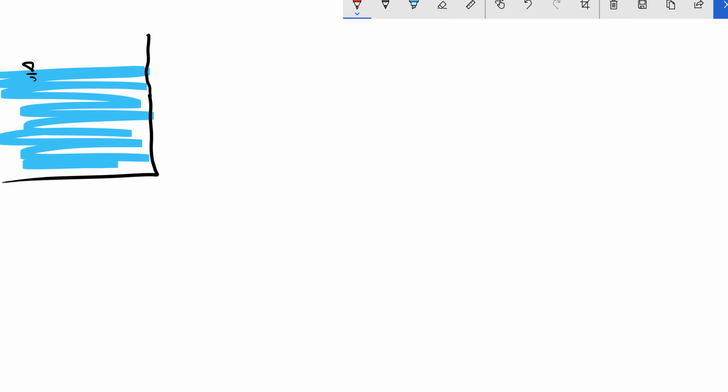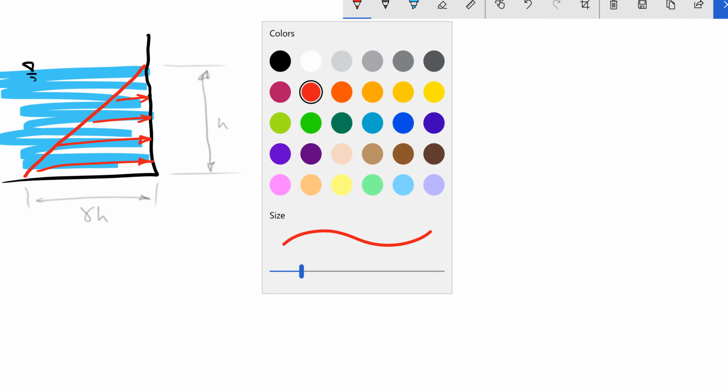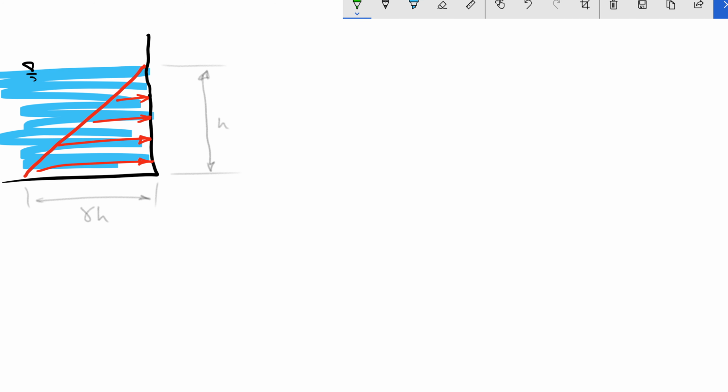It is going to start from 0 to a maximum pressure at the bottom, and we know why, because pressure changes just by height. More depth, higher pressure. So if I asked you what the pressure is here, you are going to say this pressure is gamma h, if this height is h, and we are going to have our resultant force here.